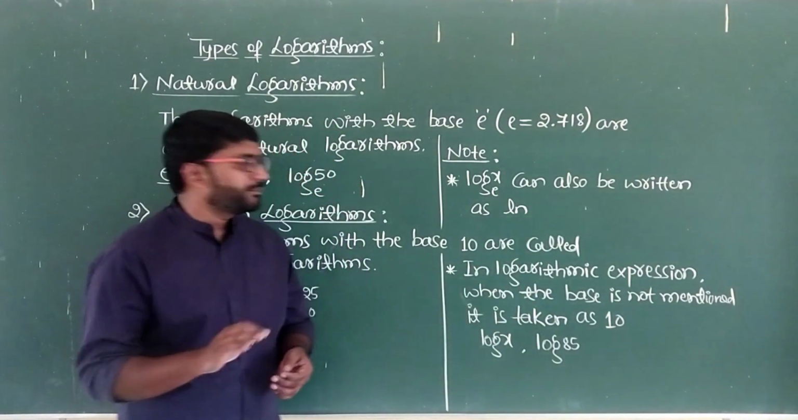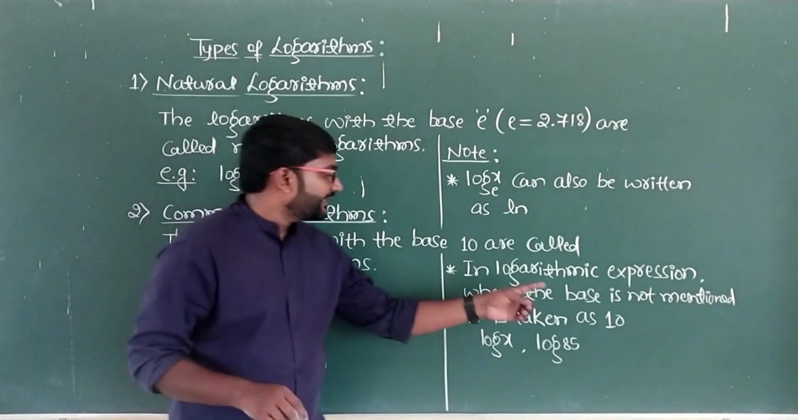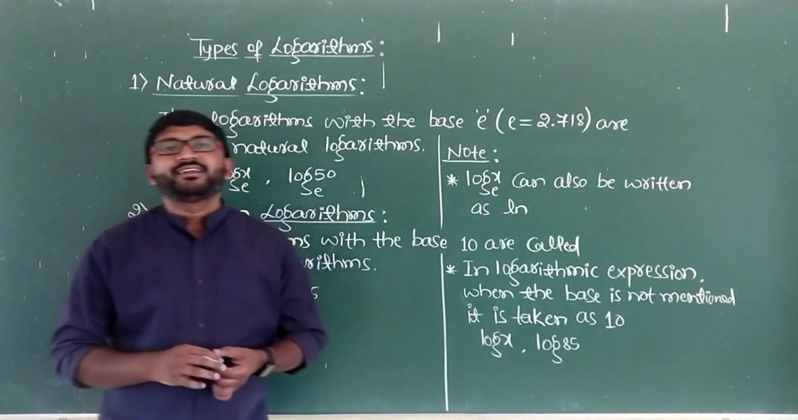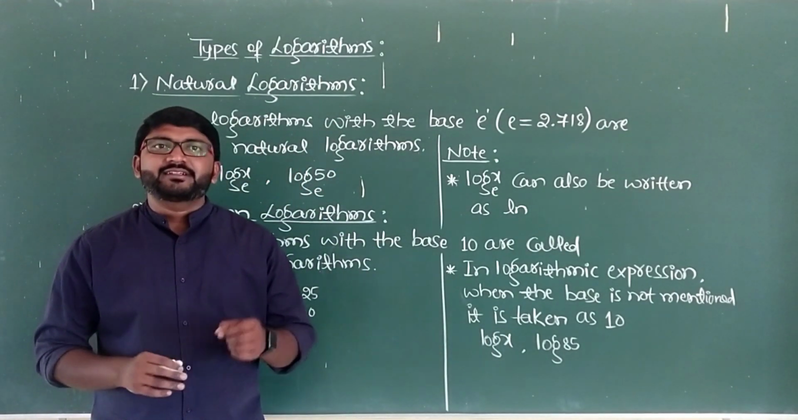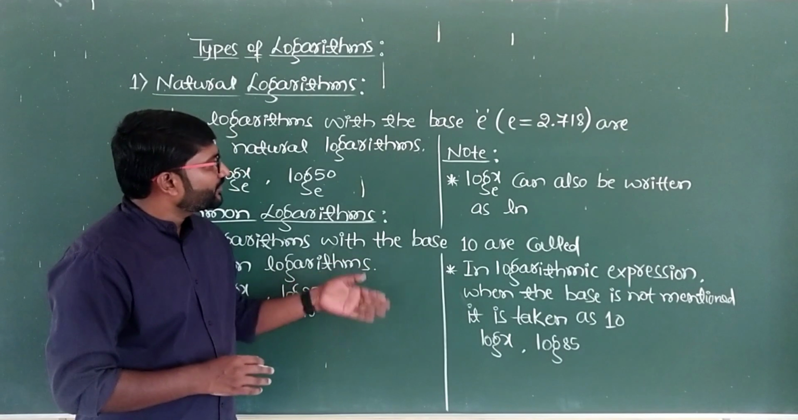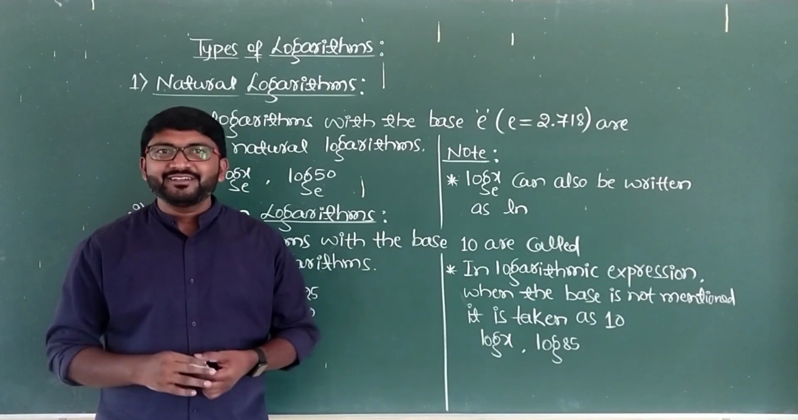In a logarithmic expression, when the base is not mentioned, it is taken as 10. So this is regarding the definition of logarithms and the types of logarithms. Note down this, and then we'll continue in the next class.